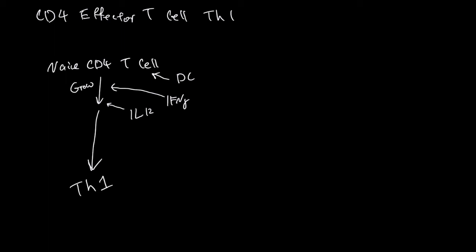T cell. And this commitment activates the transcription factor T-bet that's going to make a lot of the things that Th1 need. And Th1 secretes interferon gamma. And this is a positive feedback loop to grow even more naive CD4 T cells to become Th1.